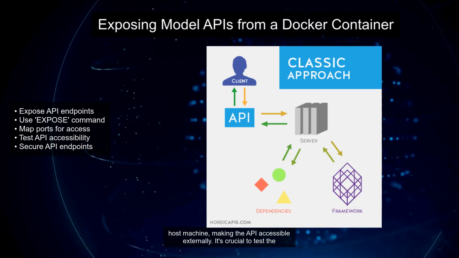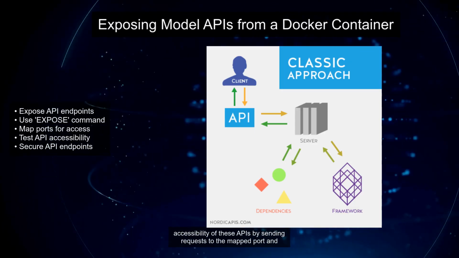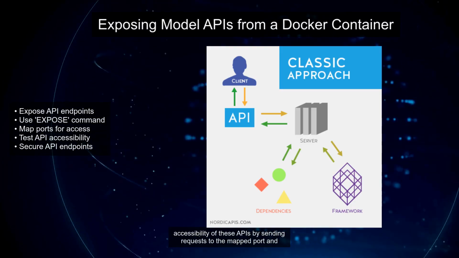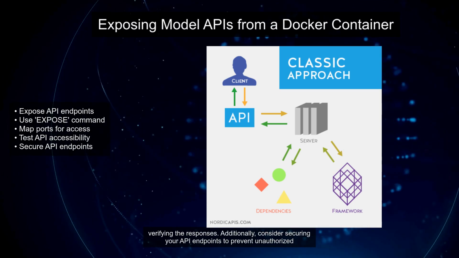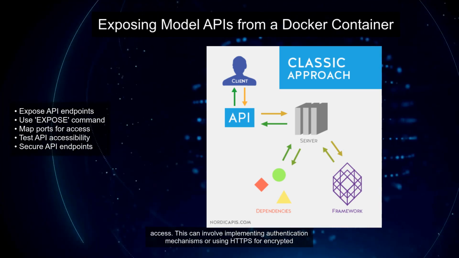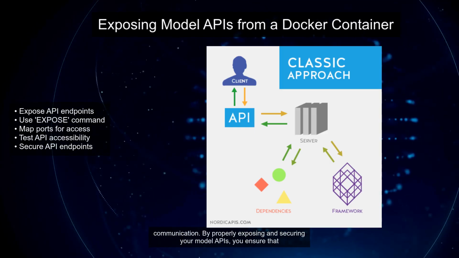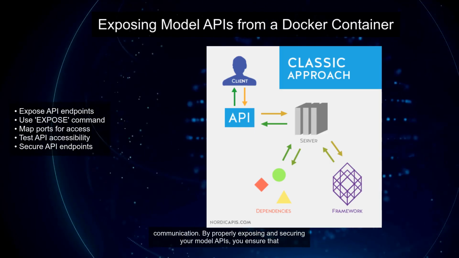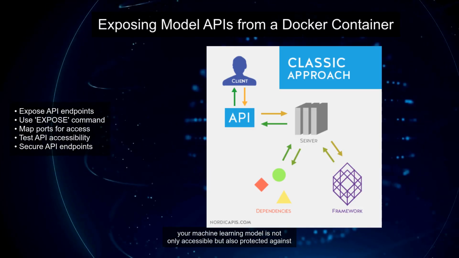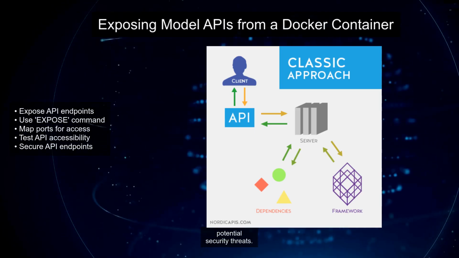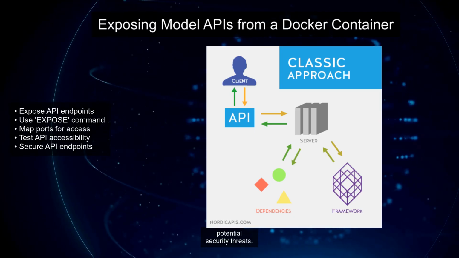It's crucial to test the accessibility of these APIs by sending requests to the mapped port and verifying the responses. Additionally, consider securing your API endpoints to prevent unauthorized access. This can involve implementing authentication mechanisms or using HTTPS for encrypted communication. By properly exposing and securing your model APIs, you ensure that your machine learning model is not only accessible but also protected against potential security threats.